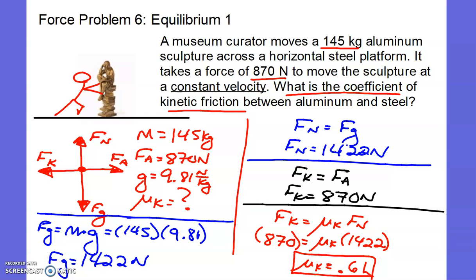There are no units for the coefficient. The coefficient is simply describing how rough or smooth the surface is. So the larger the number, the rougher the surface. The smaller the number, the smoother the surface is.